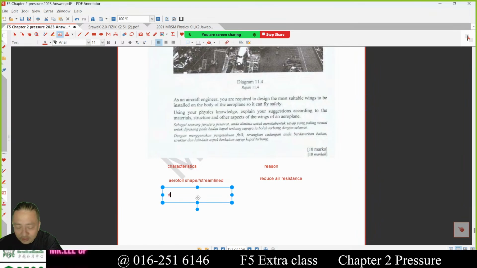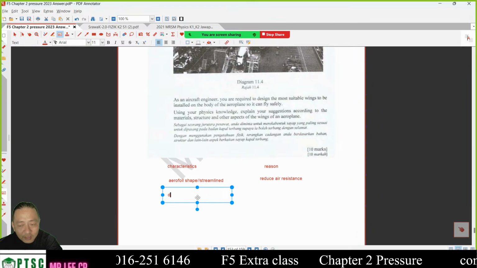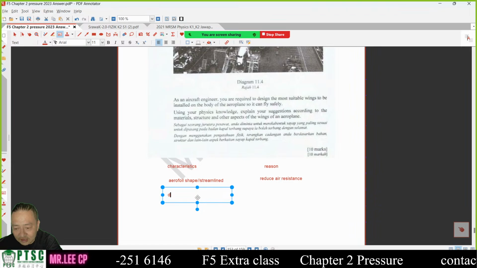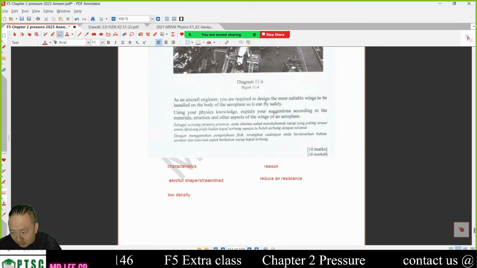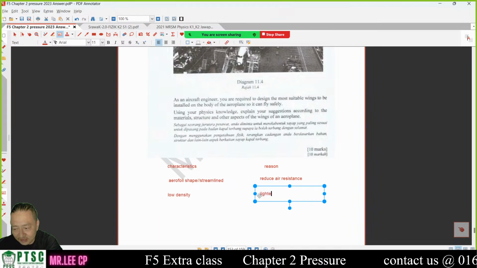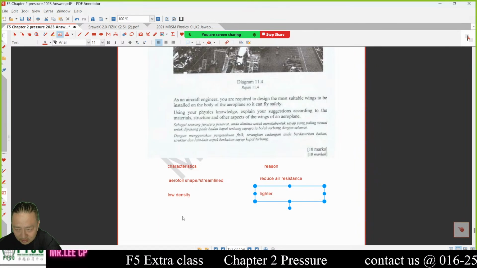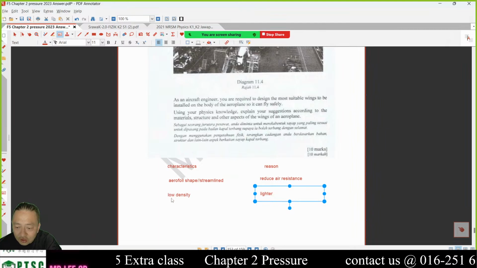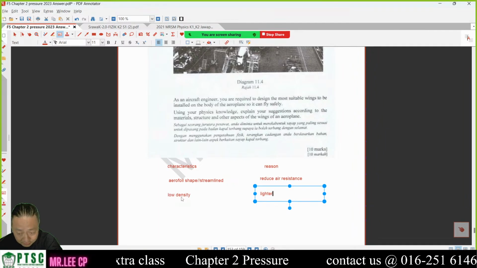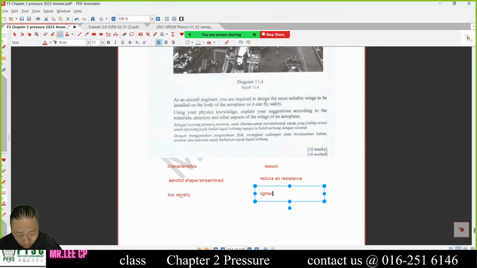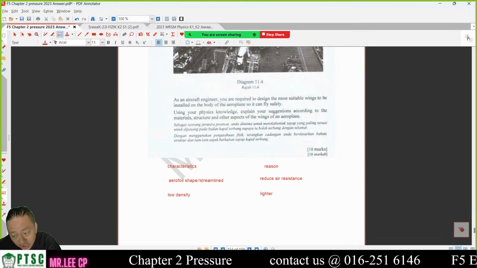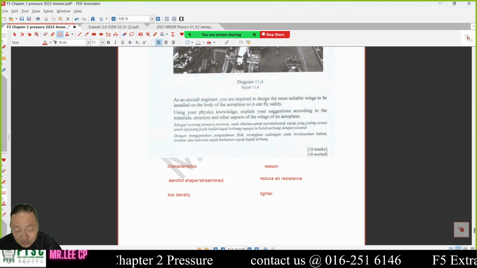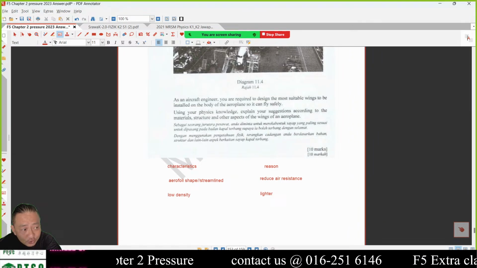Second one, density. I always talk about the density. Then low density. All right. Why? Reduce the weight, lighter. Just simple, make it lighter. So if you know what kind of material, then you can write. If you don't know, just write this one only: low density, very general, right?